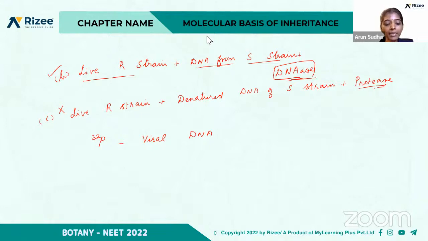Then, DNA is more stable than RNA because of: option A, DNA is double-stranded; option B, thymine is present; option C, 2'-hydroxyl is absent in deoxyribose; option D, all of these. D is the right answer here.